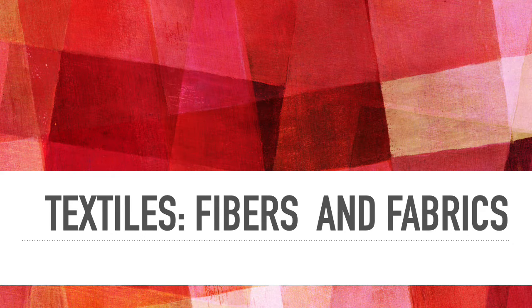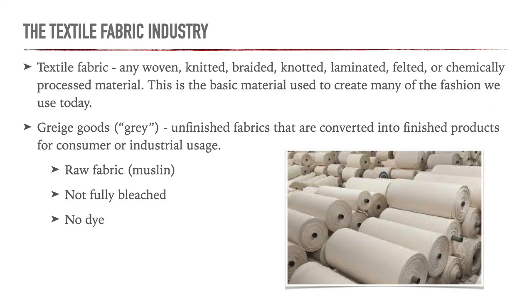In this part of Chapter 5, we'll cover the effects of imports and technology on the U.S. fiber and fabric industries. The textile fabric industry. So what is a textile fabric? It's any woven, knitted, braided, knotted, laminated, felted, or chemically processed material. This is the basic material used to create many of the fashions that we use today.